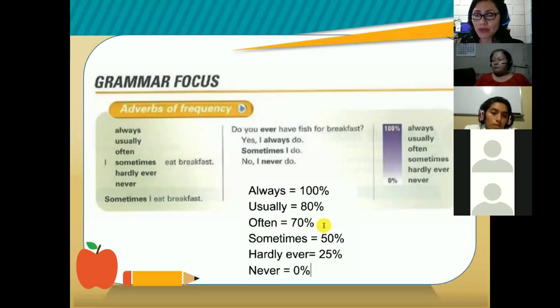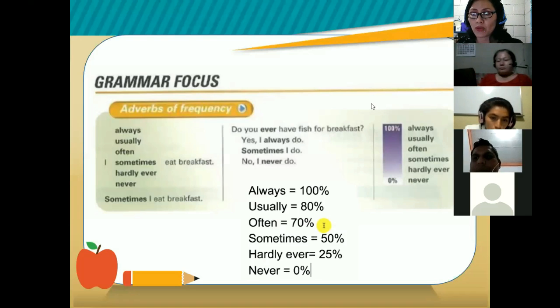Entonces, ¿hay alguna pregunta con los adverbios de frecuencia? Questions about adverbs of frequency? ¿No hay preguntas? No. Bueno.